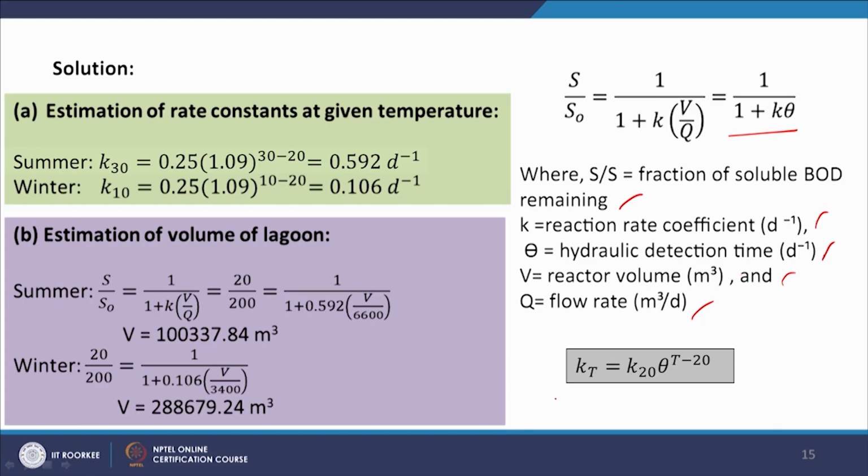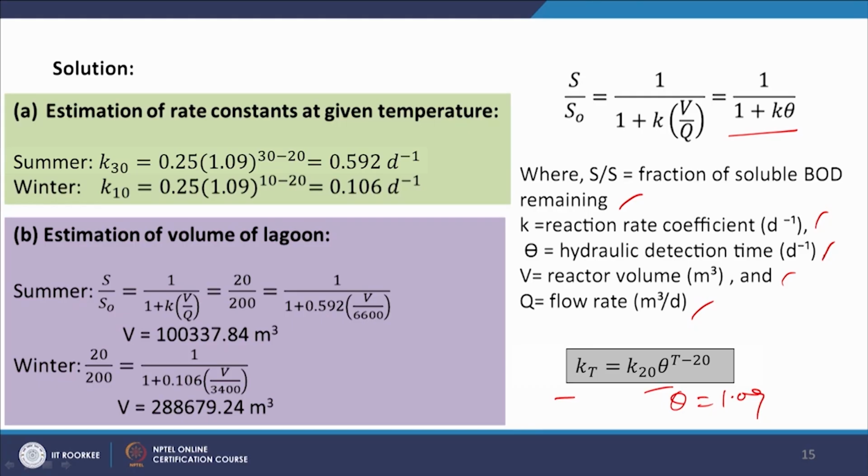So, k_T is equal to k_20 into theta to the power T minus 20. In this case the theta value is given, that is 1.09, and for T we have different cases, winter and summer. So, one is the minimum temperature and another is the maximum temperature. One is 30 and another is 10.